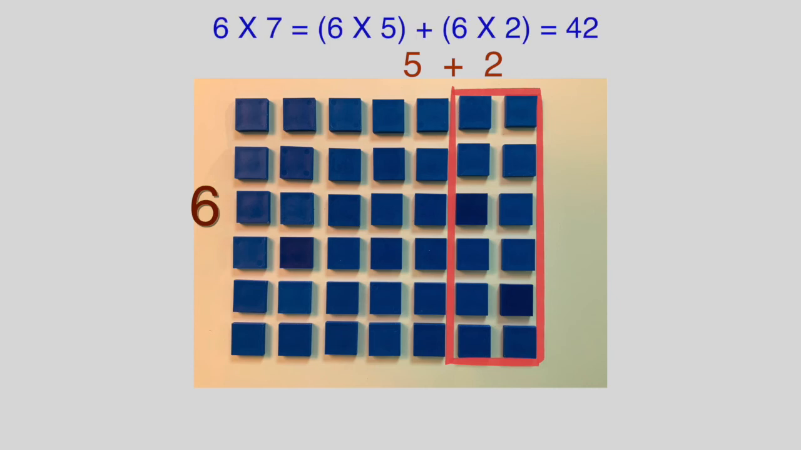So hopefully you came up with 6 times 7 is going to equal 6 times 5, which we know is 30, plus 6 times 2, which is 12. So 30 plus 12 gives me 42.